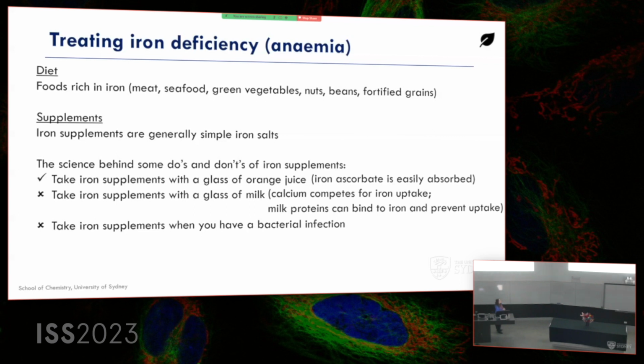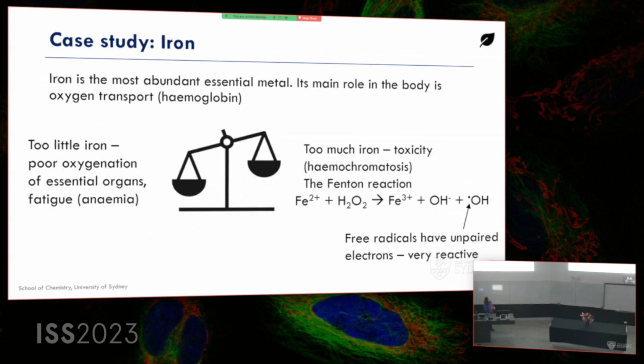You're also told not to take iron supplements when you have a bacterial infection. Any ideas about that? Yes, it could accelerate their growth because we've said that metals are essential for life. Metals are really essential for bacteria to survive, and so we're basically feeding them with the iron that they need in order to survive. And so that's why you're told not to take iron supplements. So that's how to treat too little iron.